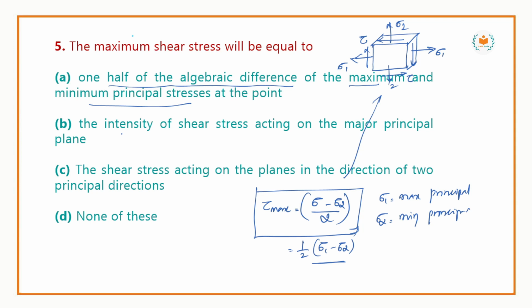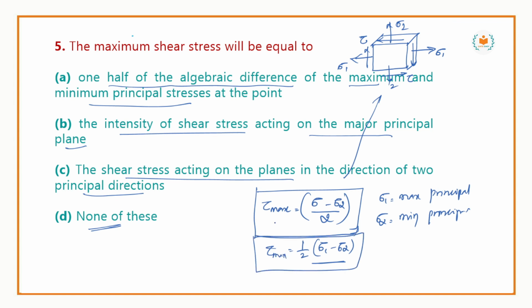The next option they have given is the intensity of shear stress acting on the major principal plane, which is not correct. The shear stress acting on the plane in the direction of the two principal directions is none of these. So we have understood here that tau max will be equal to half of sigma 1 minus sigma 2. So the answer for this particular question will be option A.